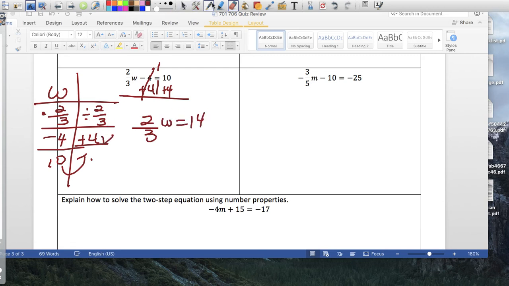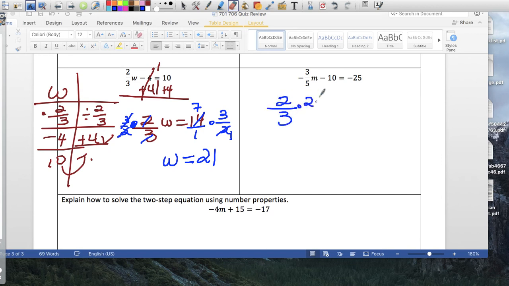Check. So next thing, I want to divide by a fraction. So remember, when you divide by a fraction, you're multiplying by the reciprocal, right? So dividing by 2/3 is the same thing as multiplying by 3/2. On this side, this all becomes 1, and I have w left over. I can simplify before multiplying. 2 divided by 2 is 1. 14 divided by 2 is 7. And 7 times 3 is 21. So w is 21.